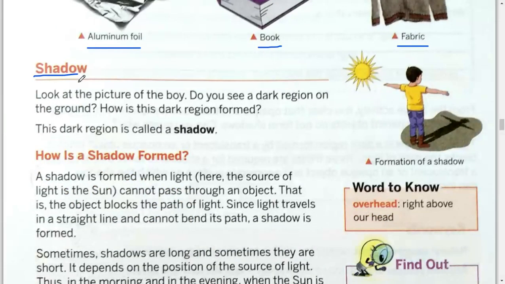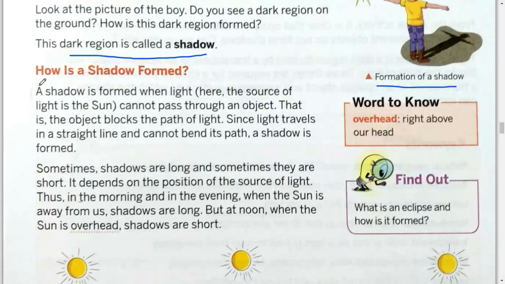Shadow. Look at the picture of the boy. Do you see a dark region on the ground? How is this dark region formed? The dark region is called a shadow. Formation of a shadow. How is a shadow formed? A shadow is formed when light, here the source of light is the sun, cannot pass through an object. That is, the object blocks the path of light. Since light travels in a straight line and cannot bend its path, a shadow is formed.